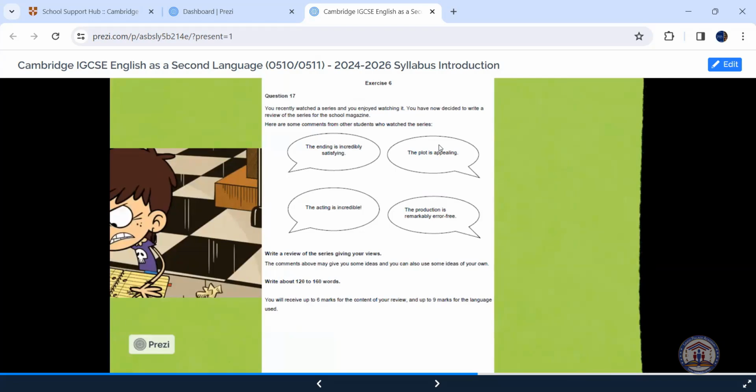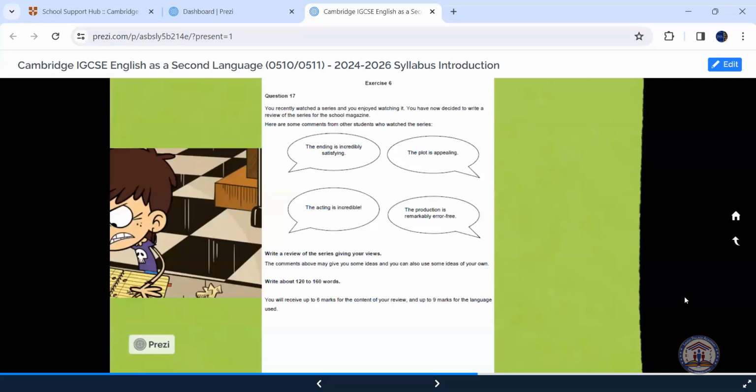By the way, Cambridge is so strict in applying the framework, so no change till now. If there is a change, they inform people who work in IG through their school support hub website. So here, if you read the question, you will find it, I think, a review writing. Yes, you recently watched a series and you enjoyed watching it. You have now decided to write a review of the series for the school magazine. And these bubbles are some comments of other students.